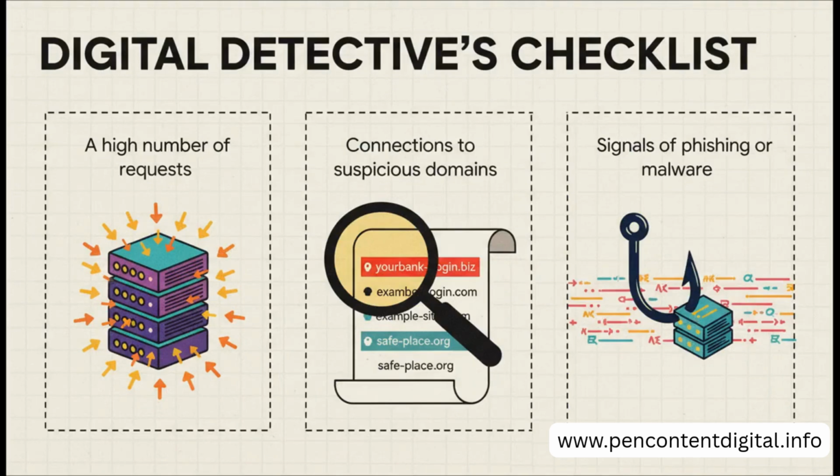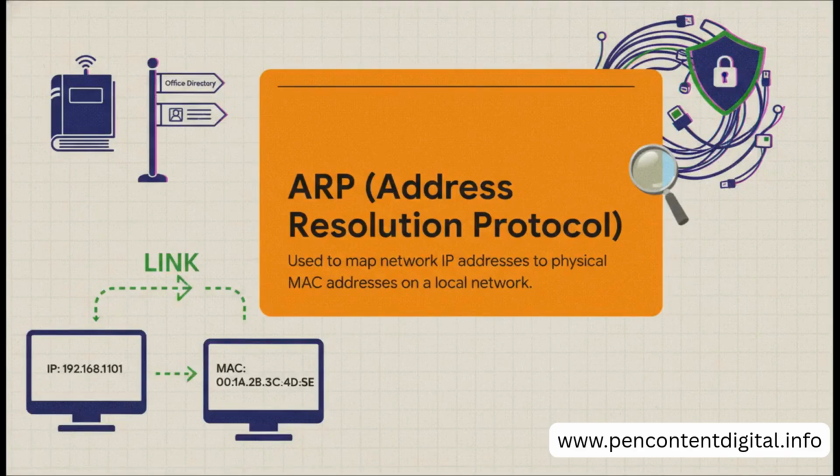For instance, if you suddenly see a flood of DNS requests out of nowhere, that could be a compromised machine trying to phone home to its puppet master. And if you see lookups for really weird or shady-sounding domain names, that's a classic textbook sign of a phishing attack or a malware infection. Okay, let's switch gears to another protocol, ARP.